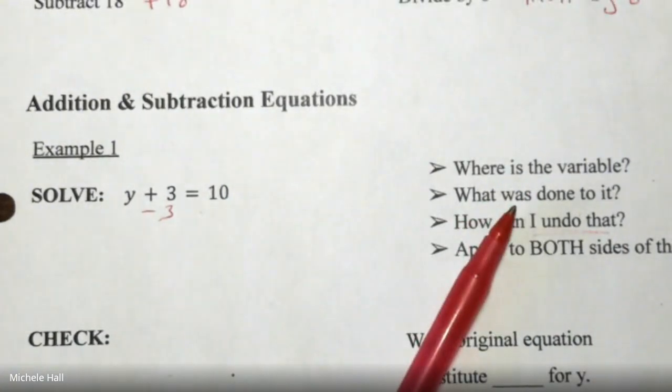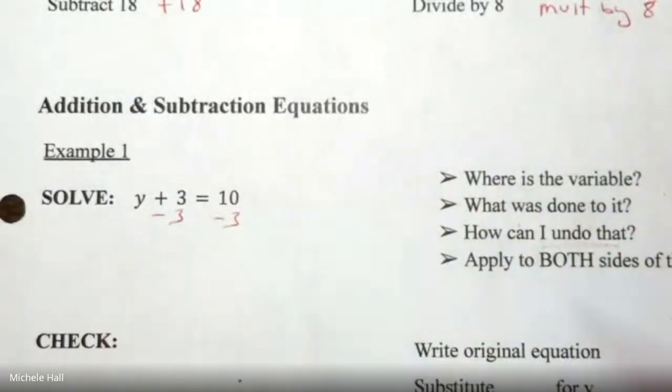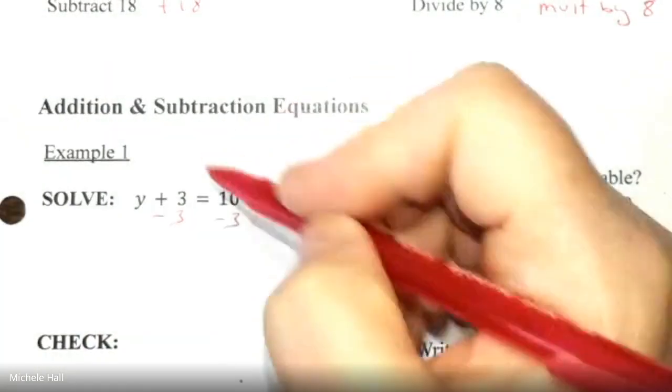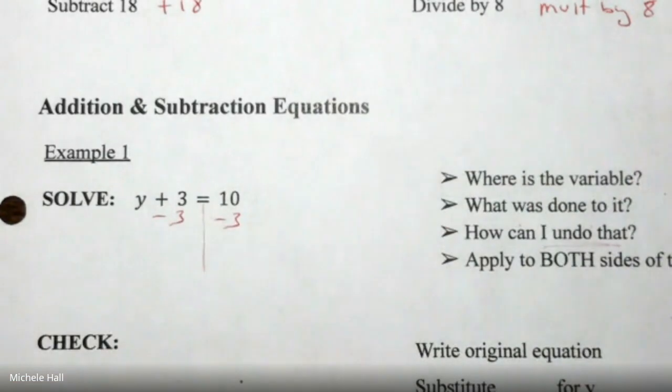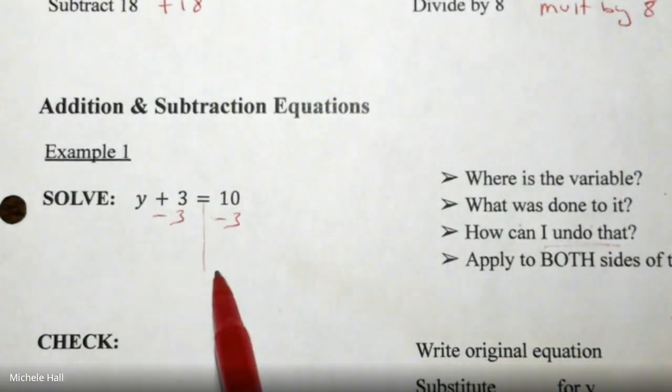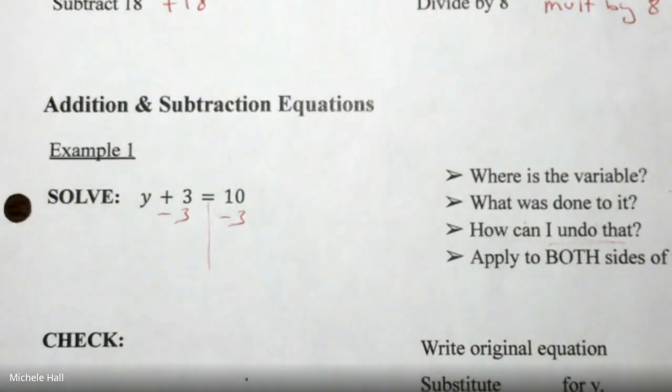I just subtracted 3. Am I still balanced? How do I balance that equation? I need to do the same thing to the other side. I need to subtract 3 from both sides. Some people like to put a line right here, especially when we get into multi-step equations. This is just a one-stepper. Some people like to put a line there because it really helps remind them that there's two sides of the equation here.